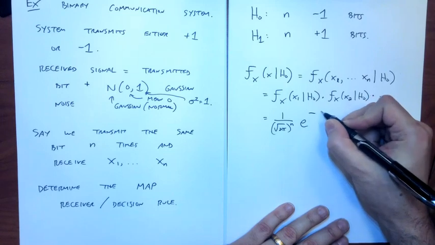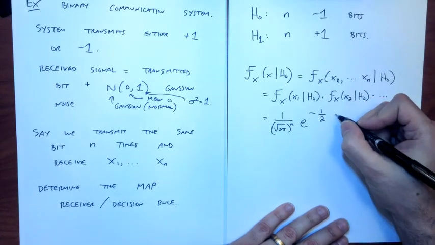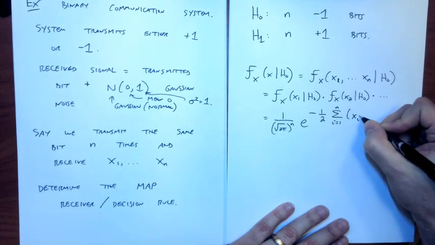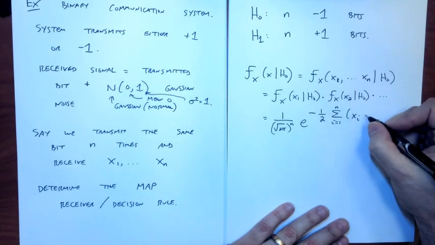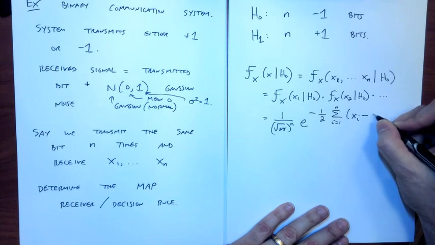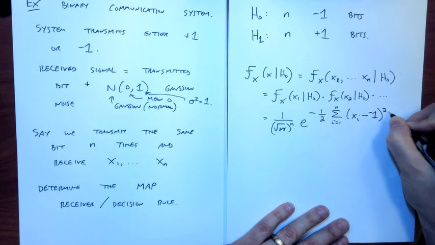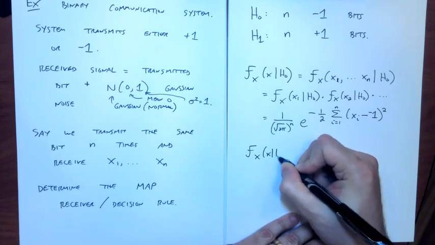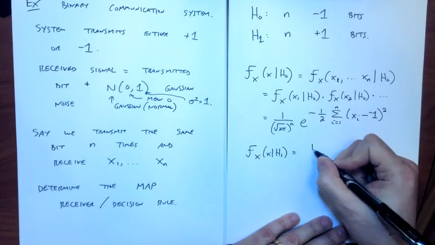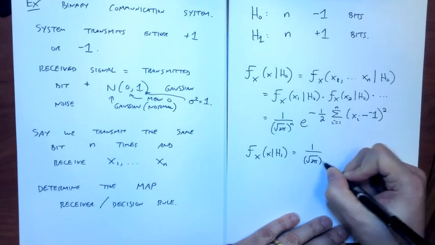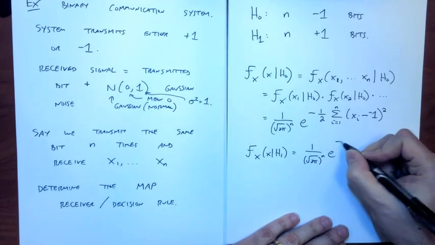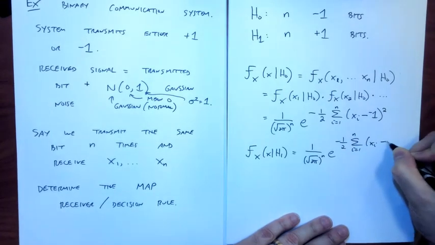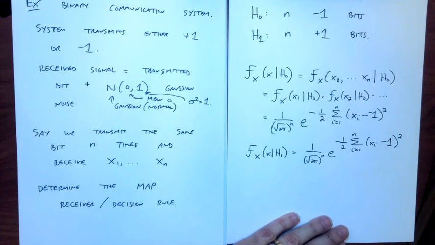And then I have e to the minus 1/2, and then I have the sum of the bits I got, and the mean in the -1 case is minus 1 squared, or plus 1 squared, right? And under the alternate hypothesis, I have the same 1 over square root 2 pi to the n, e to the minus 1/2, and here the mean is plus 1. Okay?